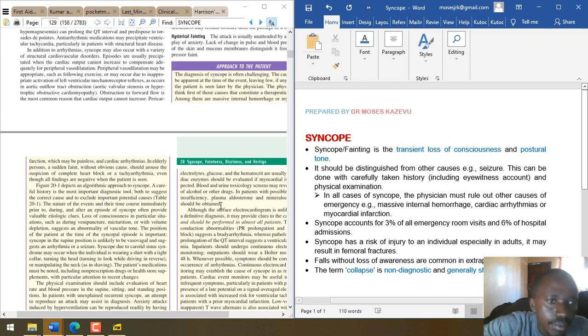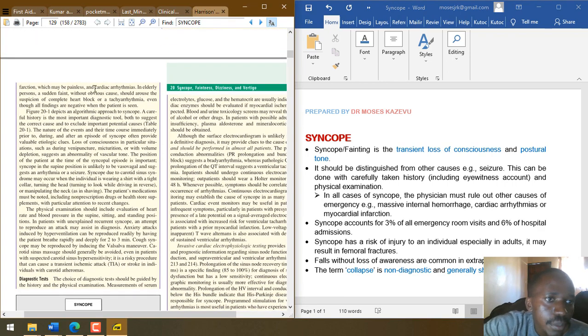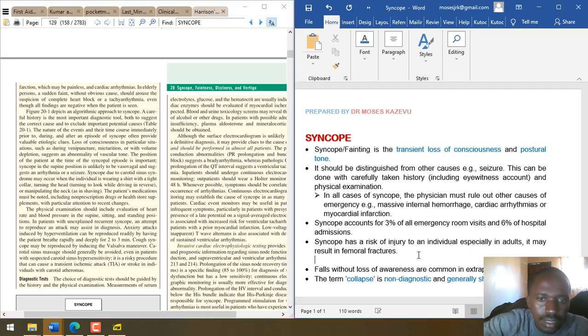Cardiac arrhythmias, fine. So in elderly patients, a sudden faint without obvious cause should arouse a suspicion of complete heart block, even though all findings are negative when the patient is seen. So this is very important. We talked about elderly here, so we can add this as a sub point here.